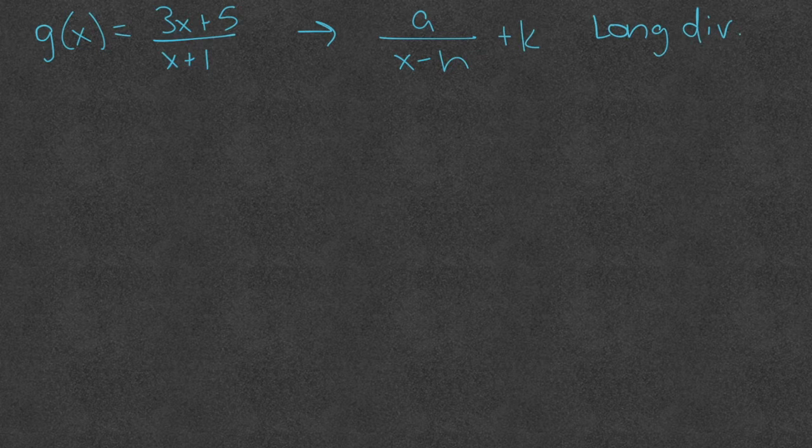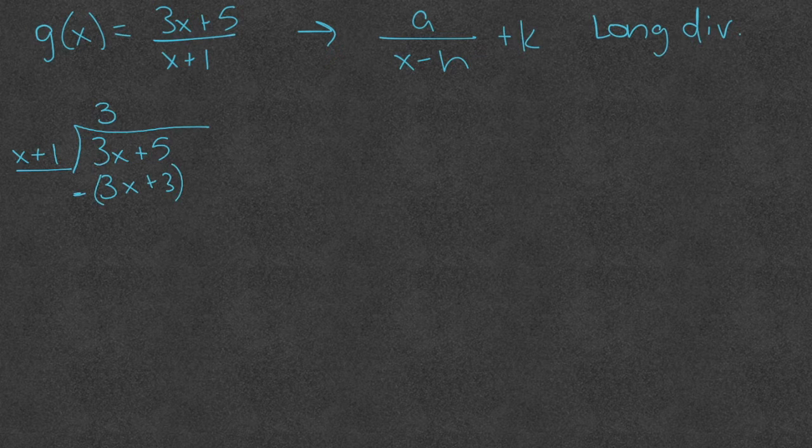So what we're going to do is we're going to do 3x plus 5 and then x plus 1. We want to see how many times x plus 1 goes into it. Well, it goes in 3 times. That gives you 3x plus 3. If you subtract it, that goes away, and you're just left with a remainder of 2. So you are left with 3 and 2 over x plus 1.